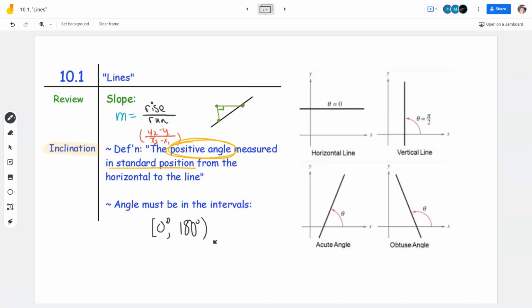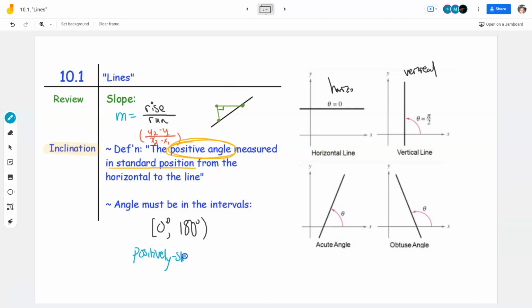So open interval 0, open interval 90. So at 0, I would have a horizontal line, right? At 90 or pi over 2, I would have a vertical line. So then I could say that all my positively sloped.